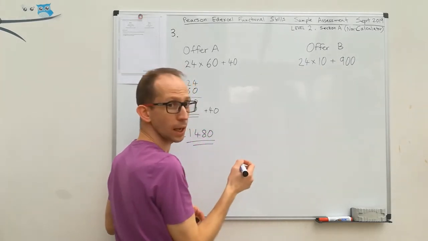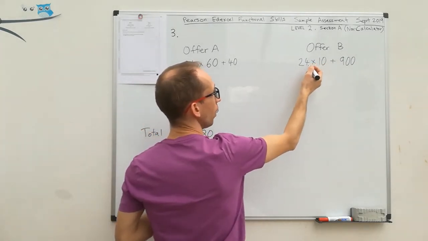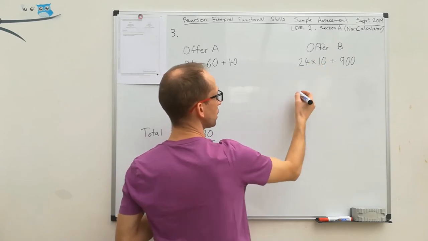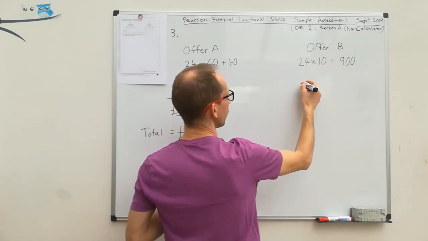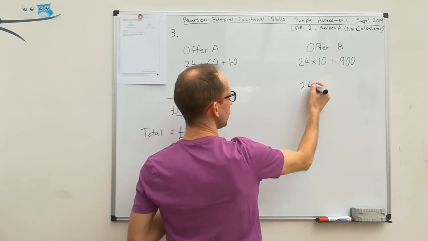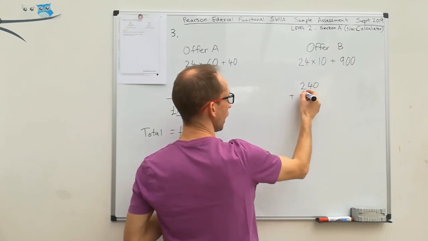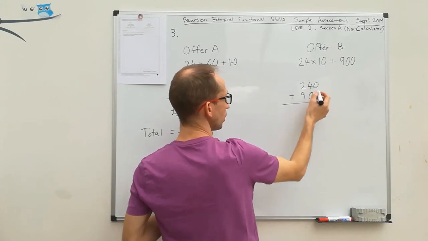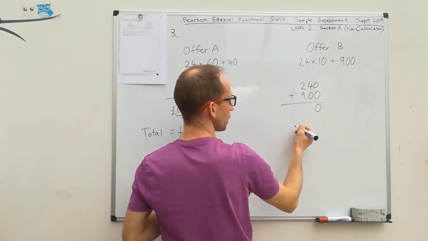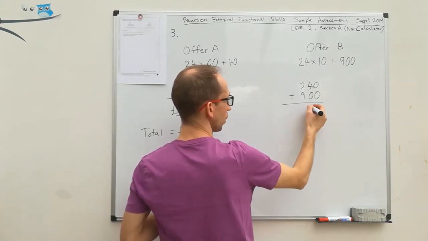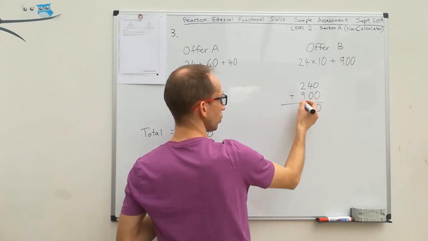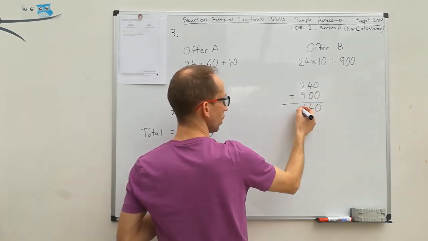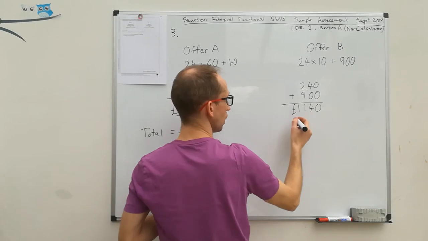24 times 10. So the multiplier by 10, I can just add a zero to that. So we're going to have 240, and then we're going to add 900. So 0 and 0 is still 0. 4 plus 0 is 4. 2 plus 9, well, that's 11.